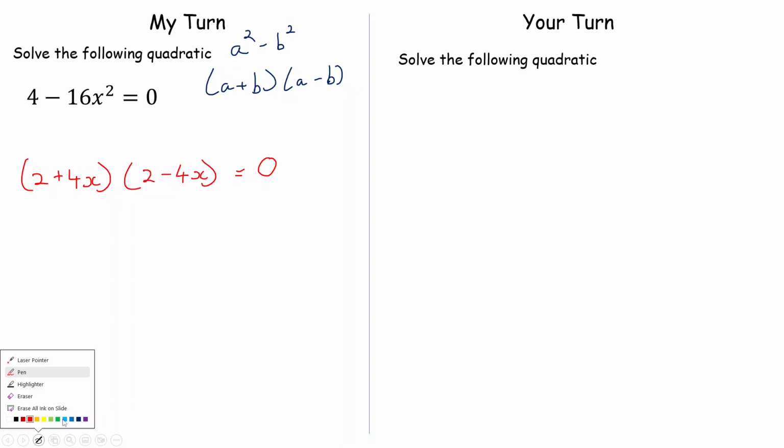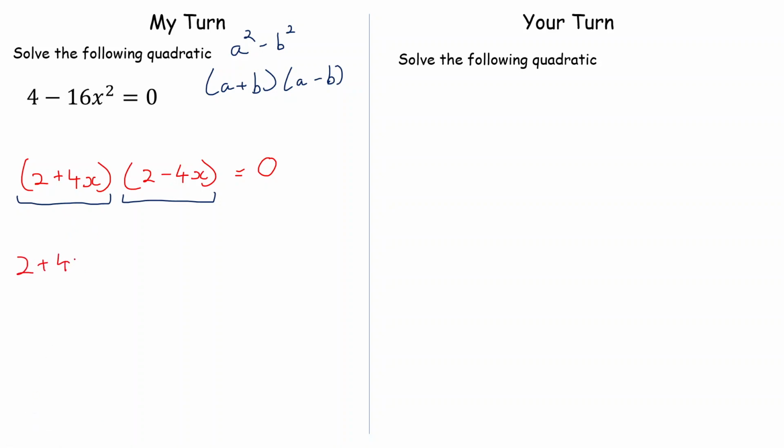And then we just go through and we solve the equations. So let's look at the first one. We've got 2 plus 4x being equal to 0, and we've got 2 minus 4x being equal to 0. Now we're trying to find x here. It's written differently, but with the same idea here. To get rid of that 2, let's take away 2 from both sides. Okay, these cancel. You're left over with 4x being equal to 0 take away 2, which is minus 2.